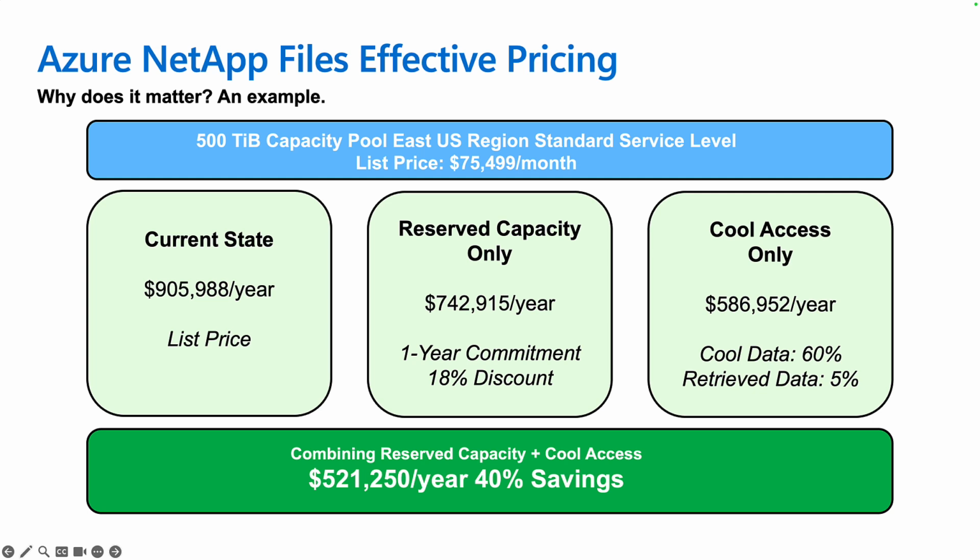Or if you look to utilize Cool Access only, based on the retrieval of data at 5% and the cool data being at 60%, then that's bringing the price down to around about $586,000. However, if you then look to combine both Azure NetApp Files cool access and reserve capacity, as you'll see at the bottom here, percentage of the savings is around about 40%, which is bringing your overall annual consumption charge down to $521,250. So as you can see, that's a considerable saving. But by utilising both features together, it can massively help to drive down the expenditure for Azure NetApp Files.